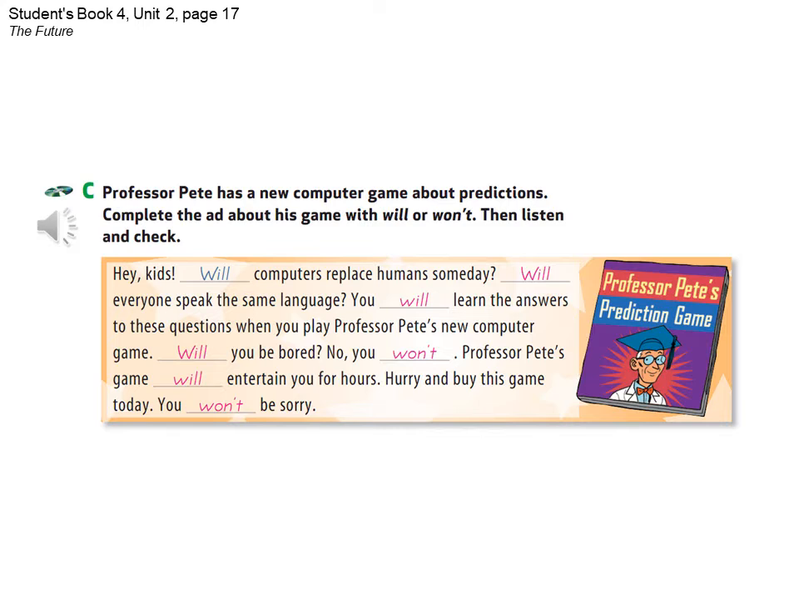Page 17. Exercise 1. Part C. Professor Pete has a new computer game about predictions. Complete the ad about his game with will or won't. Then listen and check.